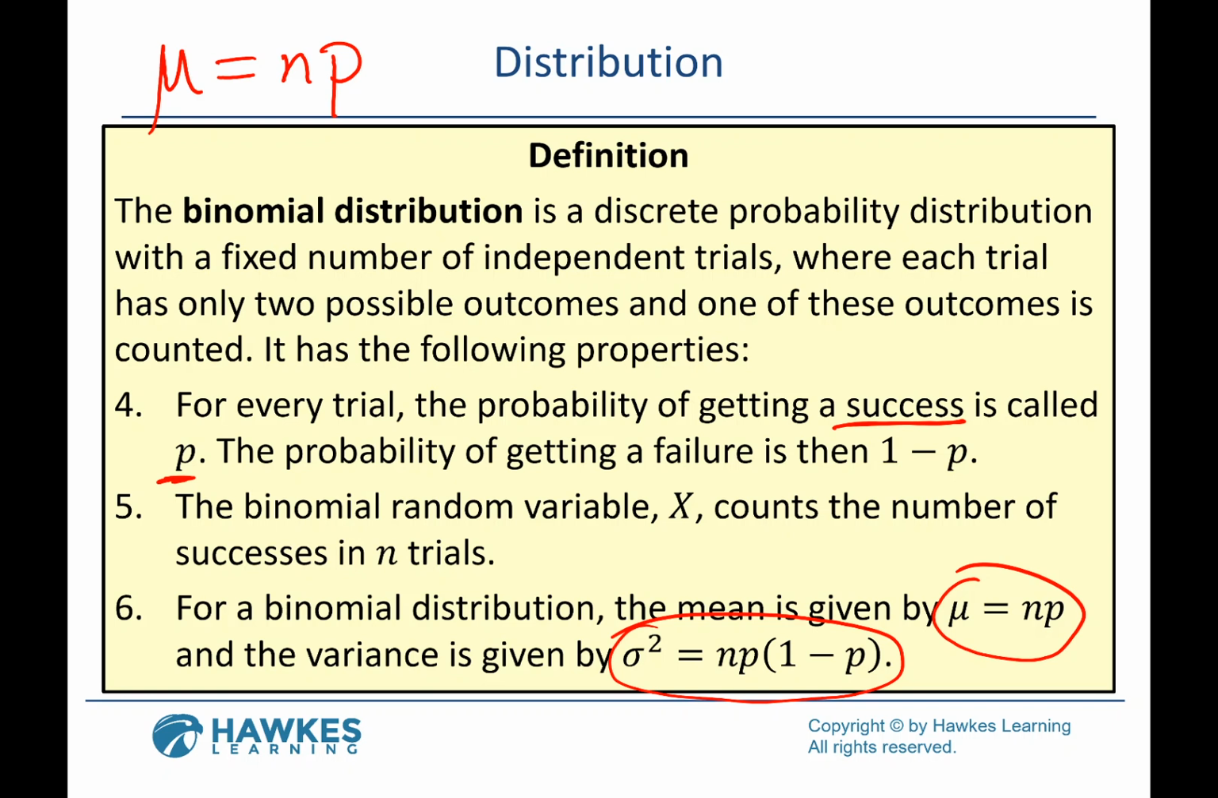N is the number of trials, P is the probability of success. We just multiply those together and get the mean. Okay. That's a lot easier than in the last section.